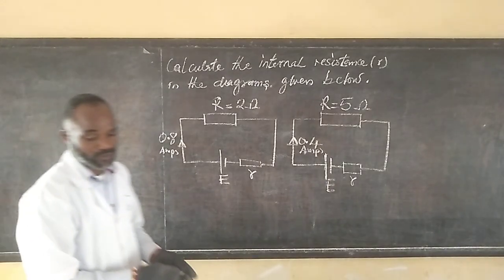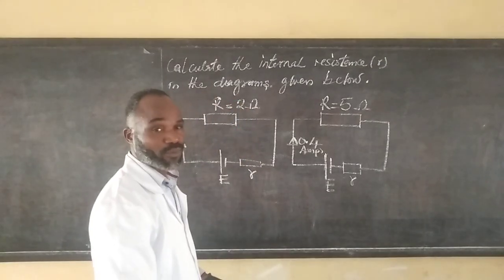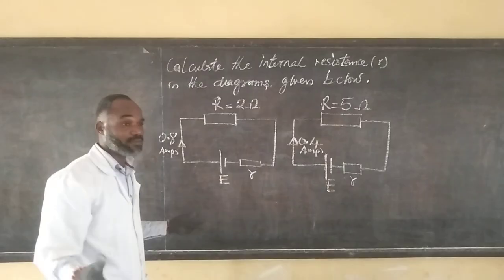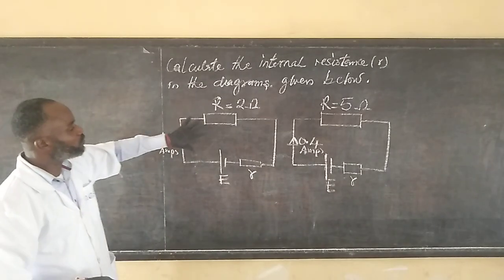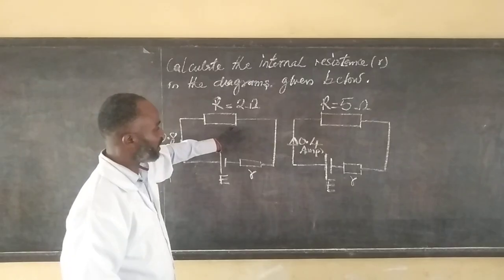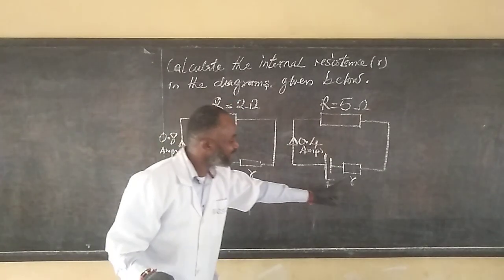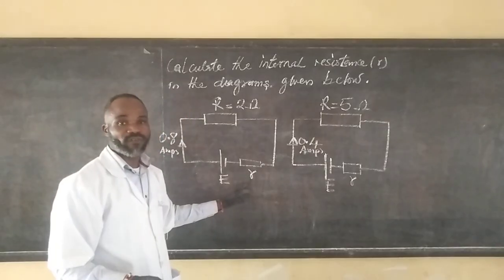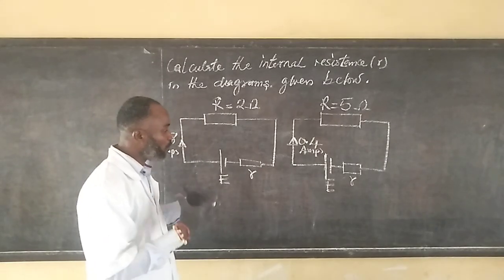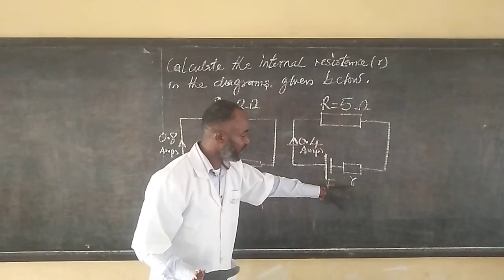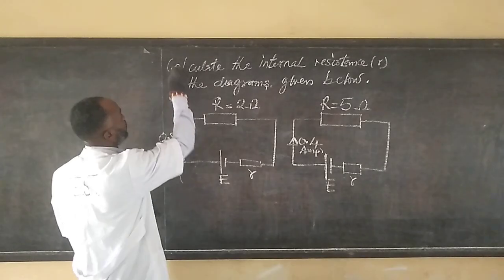Now we have a problem to solve. It seems complex, but it is very, very simple to solve. We have two diagrams, diagram 1 and diagram number 2. We are only asked to calculate the internal resistance. If these two circuits are connected together, what is the internal resistance of the circuits? That is what the question is all about.